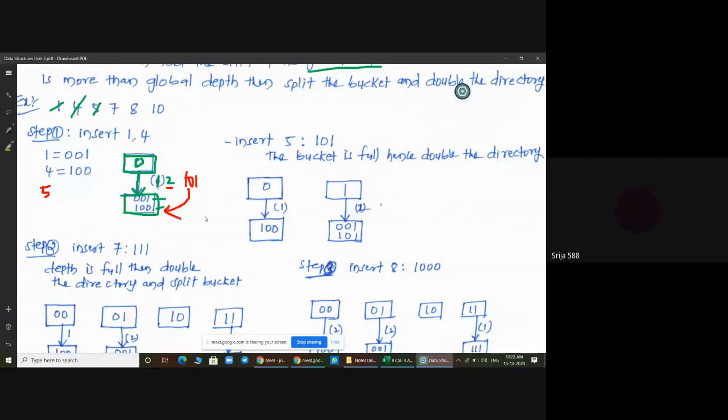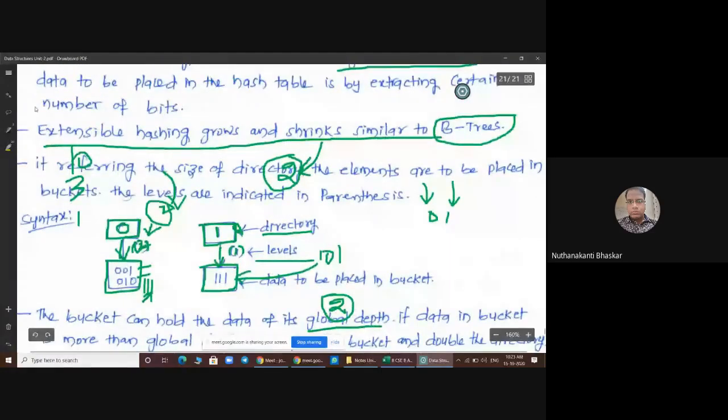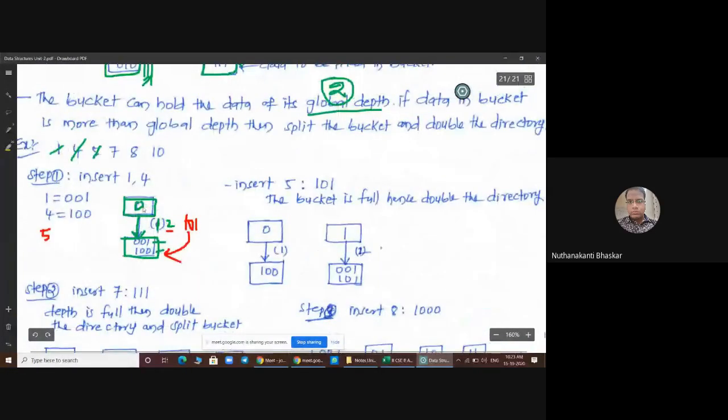Because the global depth is 2 and I have taken the bucket size as 2 only. That's why it is not possible to insert in this bucket. So we have to extend the bucket. That's why it is called extensible hashing. Here we have generated bucket 0, and after 0, the next bucket is 1.